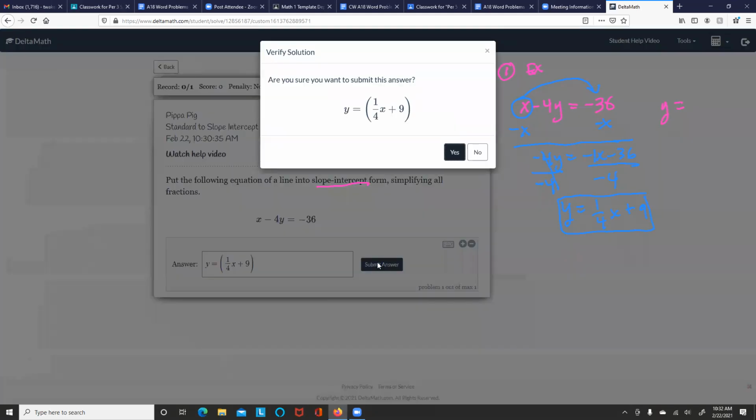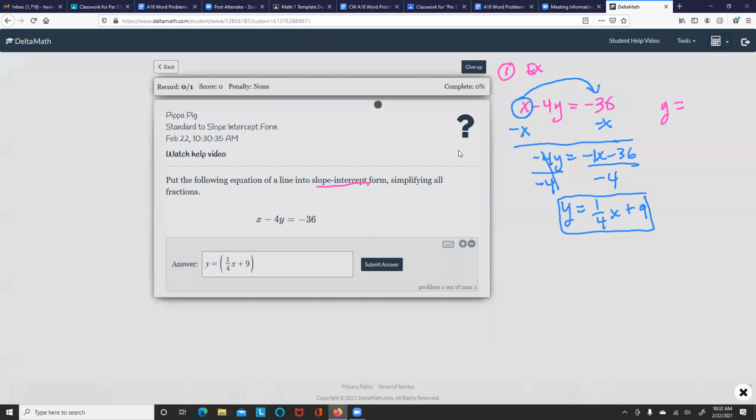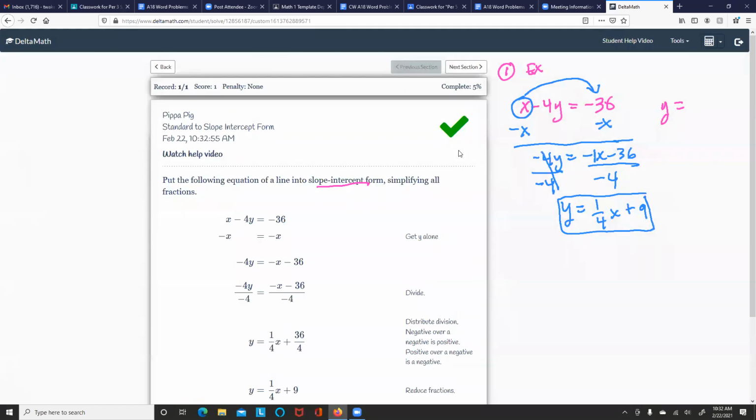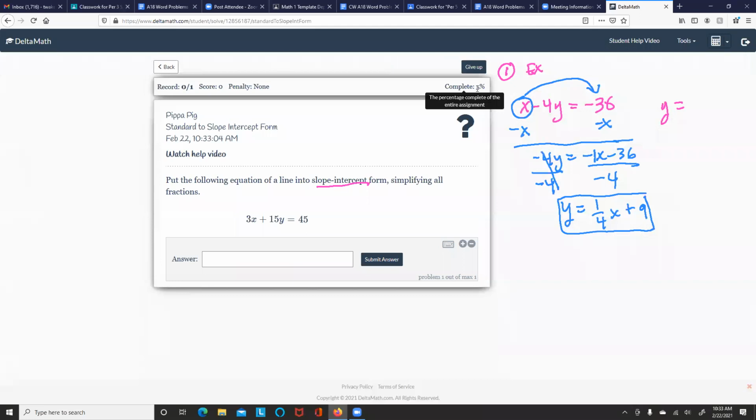See if I get it correct or not. You should read it as okay. Yes, it liked it. I got a check mark. Yay, good for me. Now it's your turn. Okay, so go to next section. We're 5% complete. Look at that, guys. Now go ahead and solve this for y, guys, and then put your answer in there.